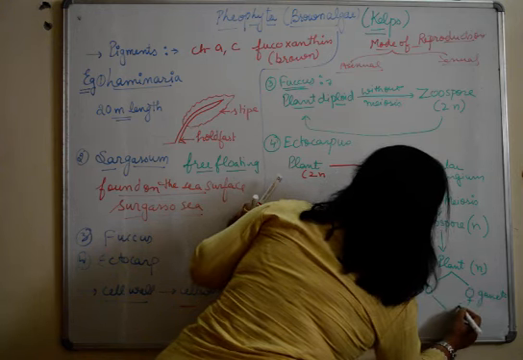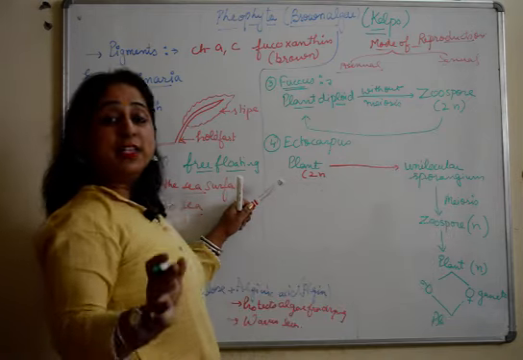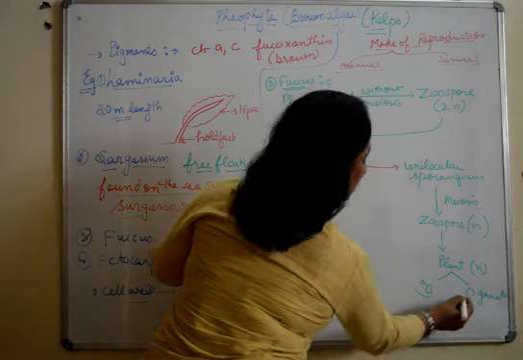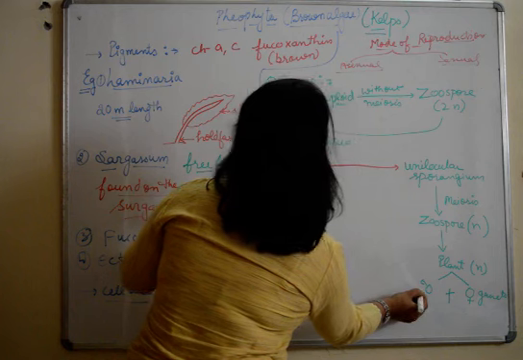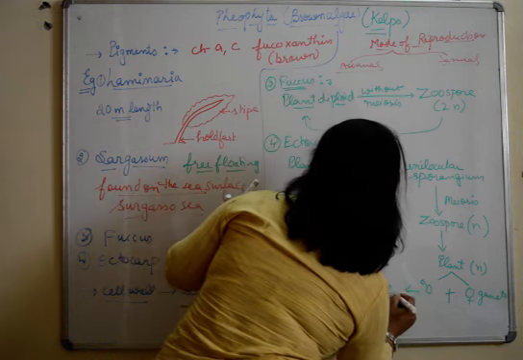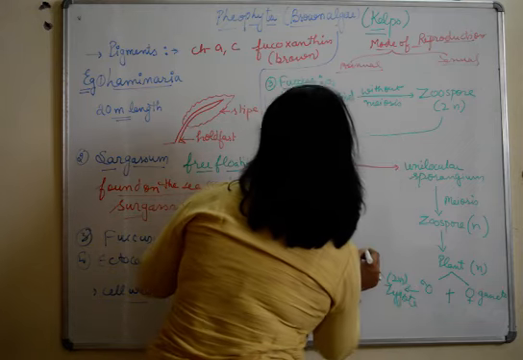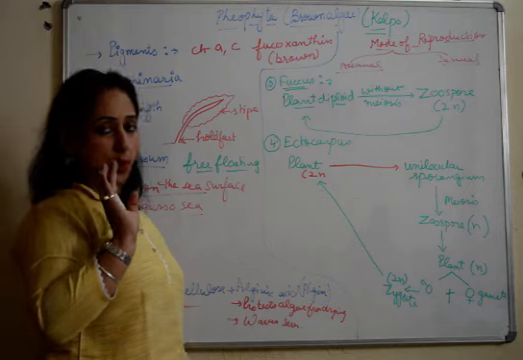The fusion of male and female gamete, we'll make a plus sign here, will give rise to a zygote which is diploid in nature, and this zygote will lead to formation of an ectocarpus plant which is diploid in nature.